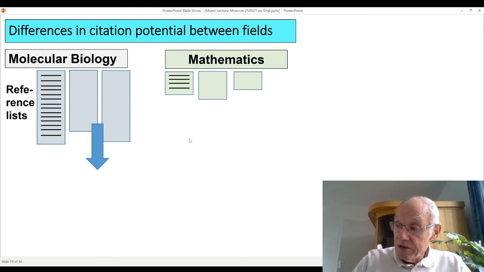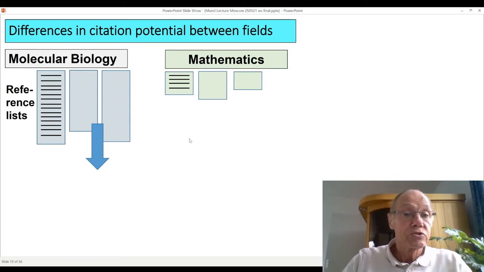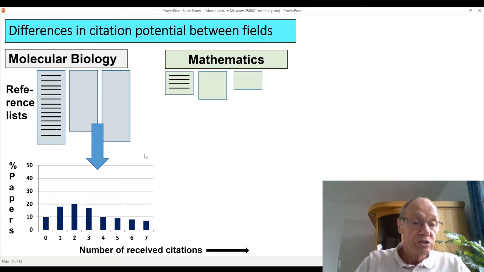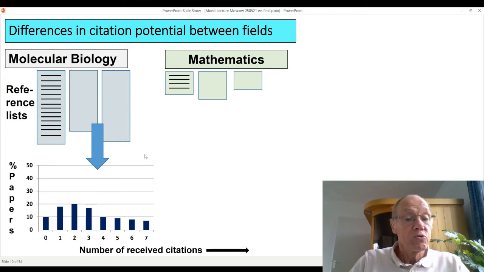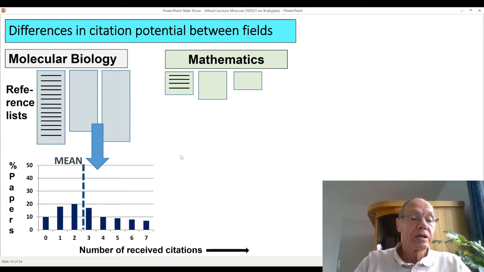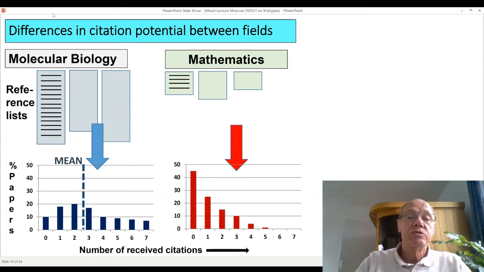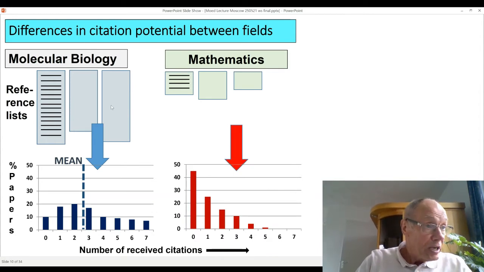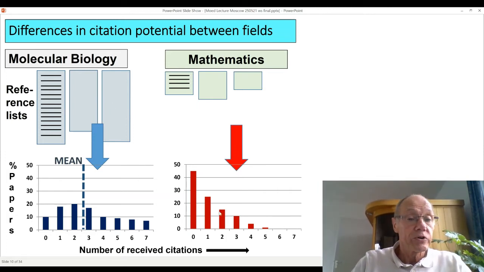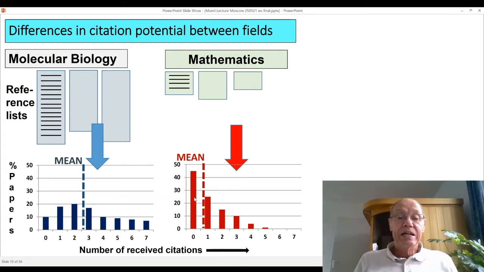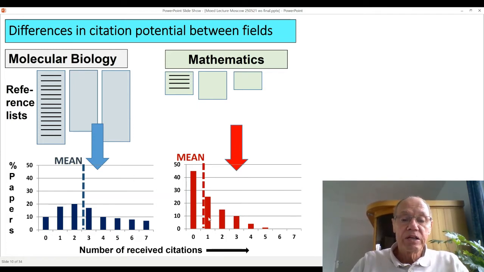And that has immediate consequences for the citation levels in these fields. Because in molecular biology, we see a distribution of citations among papers that have a shape similar to what I show in this slide. And in this particular example, the mean value of the citations in a journal is close to 3.0. But in mathematics, in which the reference lists are so much shorter, the shape of the distribution of citations among papers is very different from the one you find in molecular biology. And actually you see that a large percentage of papers is not cited at all in the citation window applied. And the mean is in this case even a little bit lower than 1.